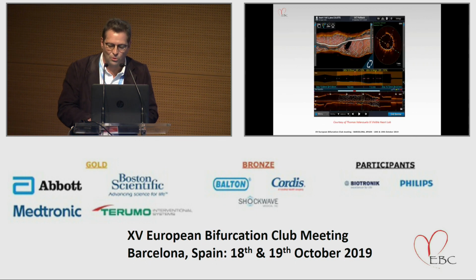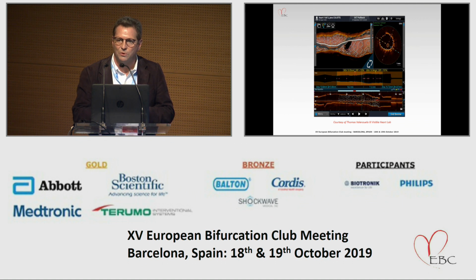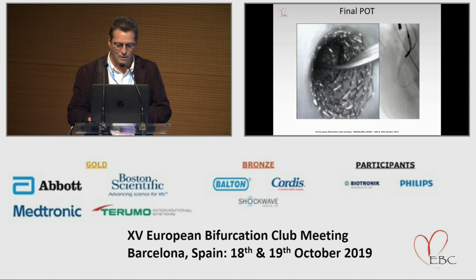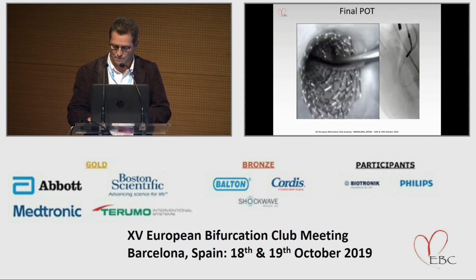And then look what happens. Yeah, we have actually a quite nice result. The vessel is opened, there's a good apposition, there's some floating struts in the proximal part, maybe due to the manipulation during the procedure. We see it very clearly here. So, final POT to correct the proximal problems.